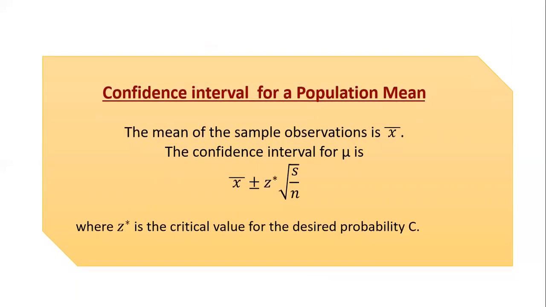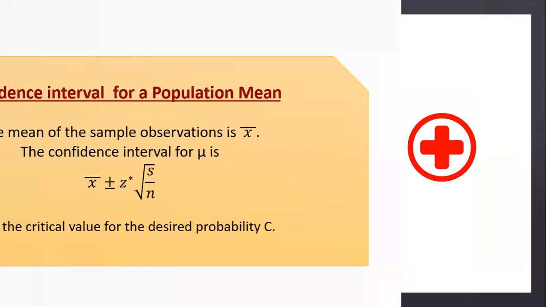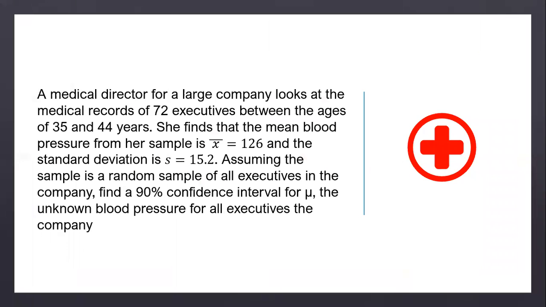The formula is very similar if we're wanting to do a population mean. So we were focused before on proportions, but say we want to find a population mean. We're going to take a sample, that will be x bar, the statistic, and our formula will look like x bar plus or minus the same Z star from before, based on our confidence level C, the probability C that we want, times the square root of the sample standard deviation over n, our sample size. So let's see an example of this.